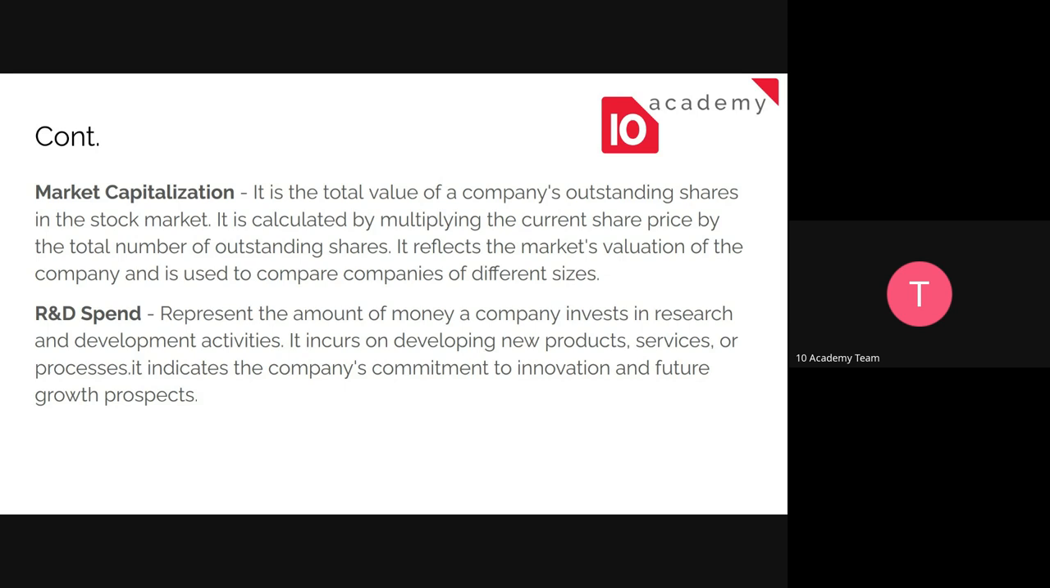So research and development, or R&D. How much money has it spent on that department? This department is responsible for developing new products, services or processes. So having more expenditure on this research and development shows the commitment of the company to innovation and future growth. Many companies invest in this department heavily, and it's good.